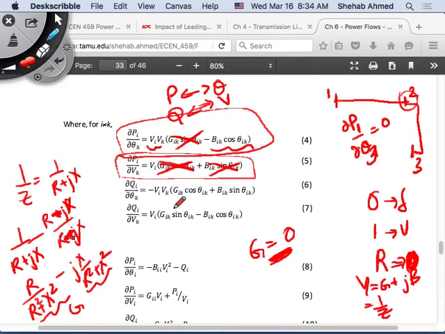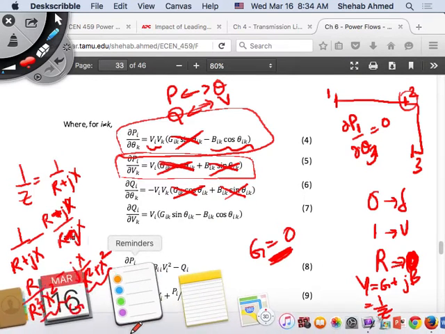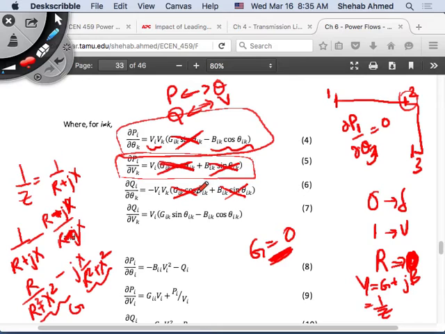Same thing with reactive power. We said G is 0, so this goes away. Sine is 0, so this goes away. Under these assumptions, reactive power changes and angle changes are not very strongly correlated. But for reactive power and voltage changes, this is 0, but this exists.